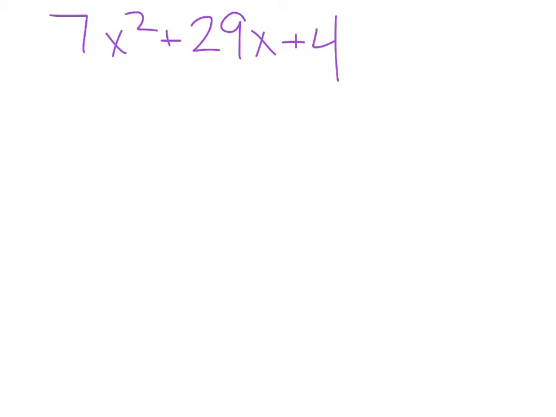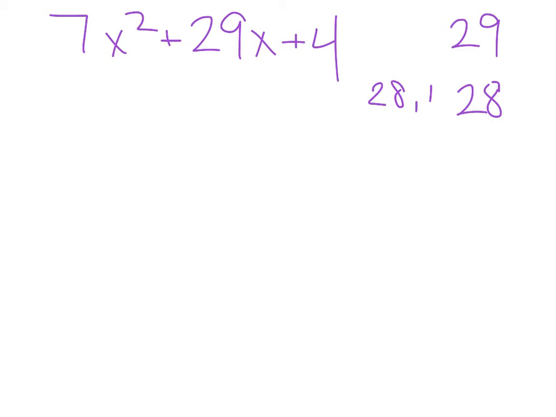So I've got to think about adding up to 29 and then also multiplying to get 28. Okay, this one seems to be pretty straightforward to me. I guess we'll see how it goes, because I'm pretty sure that the two numbers I'm going to want are 28 and 1.